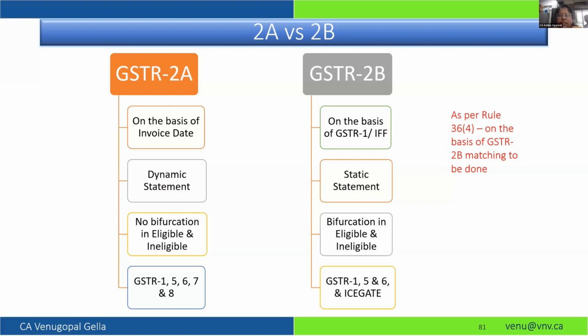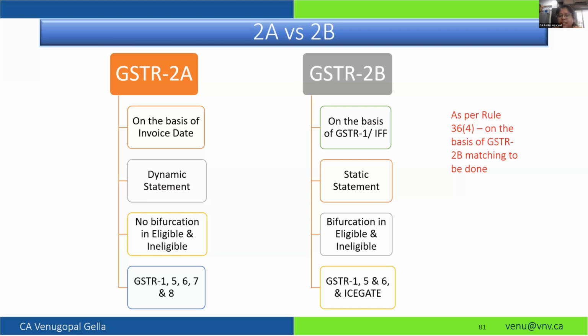So one way to check this is 2A versus 2B. Like we discussed initially, 2A versus 2B is basically your inward supply details, in which your supplier has shown in GST R1 that these are the transactions he or she had with you. And it also shows whether your supplier has filed their 3B.